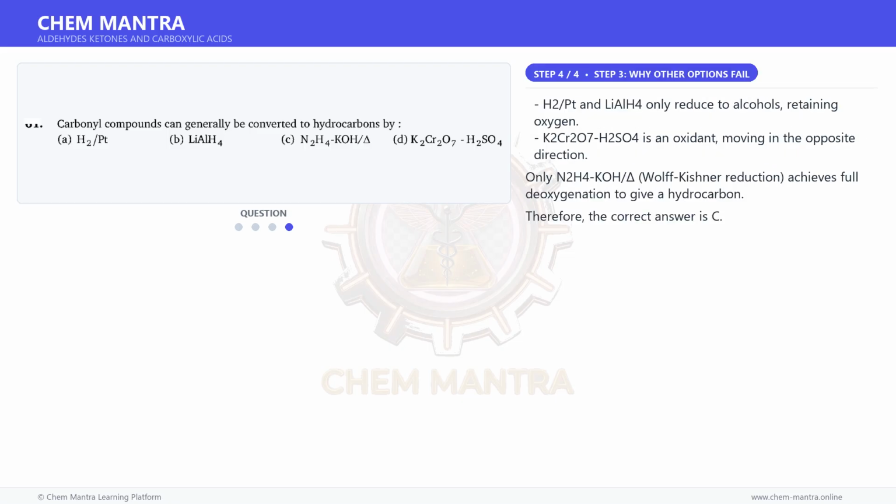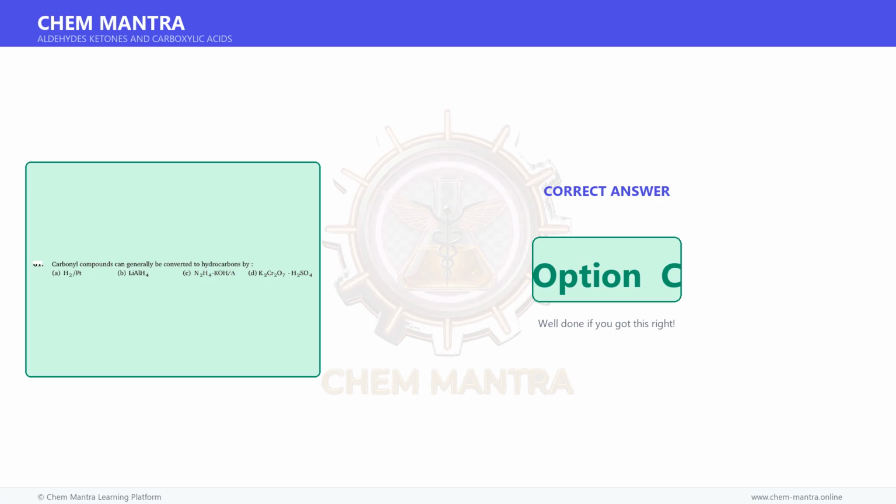And for the final step, H2/Pt and LiAlH4 only reduce to alcohols, retaining oxygen. K2Cr2O7/H2SO4 is an oxidant, moving in the opposite direction. Only N2H4/KOH, delta, Wolff-Kishner reduction, achieves full deoxygenation to give a hydrocarbon. Therefore, the correct answer is C.